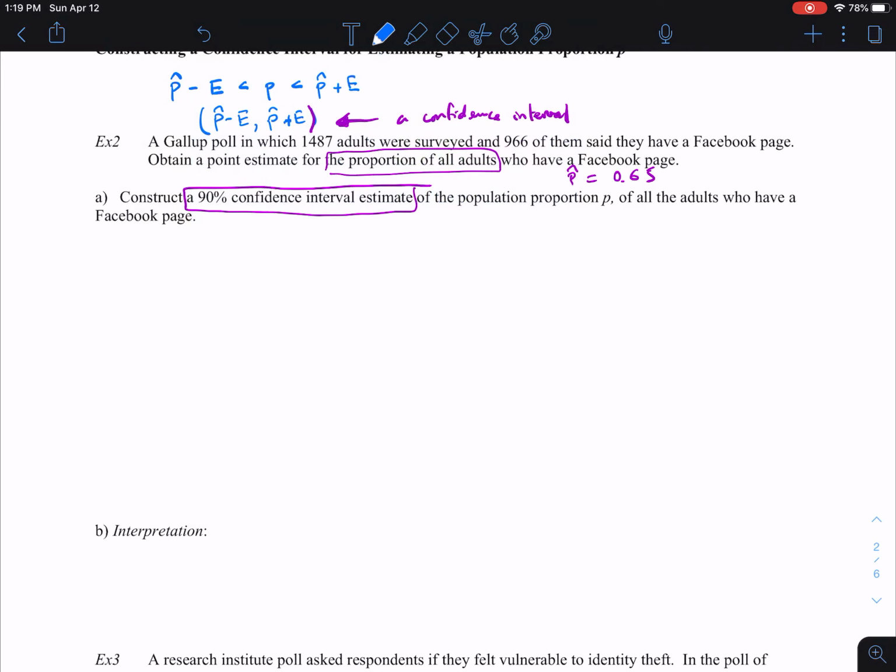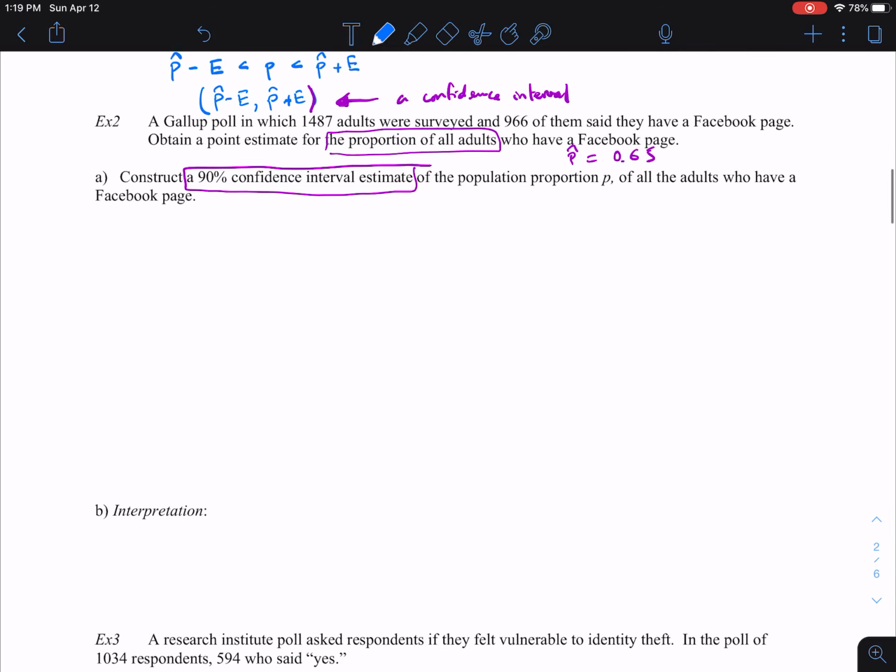Okay, so here are the steps. The very first thing you want to look at is the sample size, 1487. The next thing is, what is the X value in this case? That's the number of adults who say they have a Facebook page from the sample of 1487. Then you calculate your point estimate, or your sample proportion, and I believe that was around 65%.